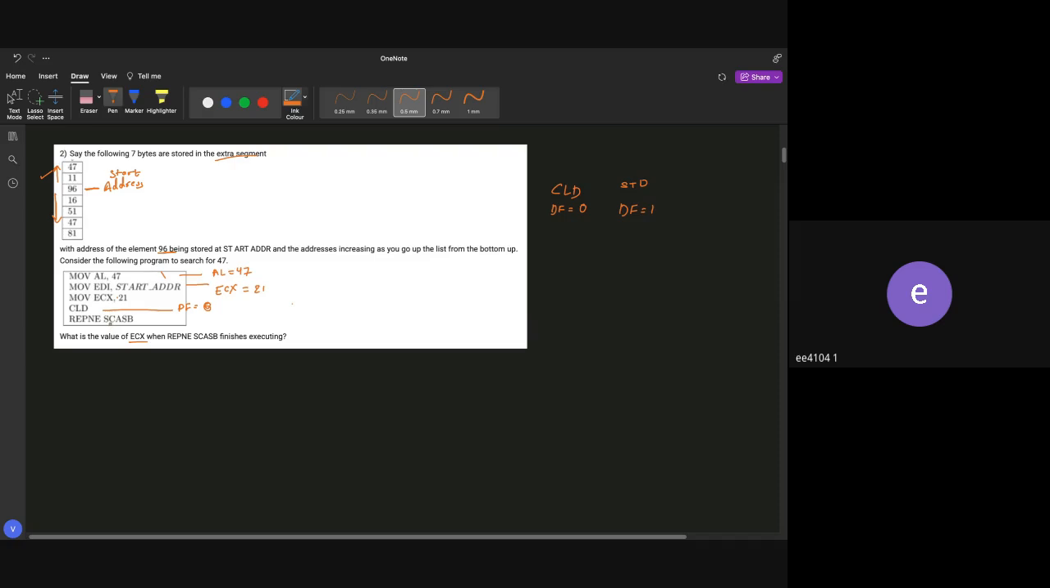Now we have to check whenever it is equal to 47. Here it says if it is equal to 47, we have to stop there. So this particular command will compare with whatever is there in AL. So compare with AL.